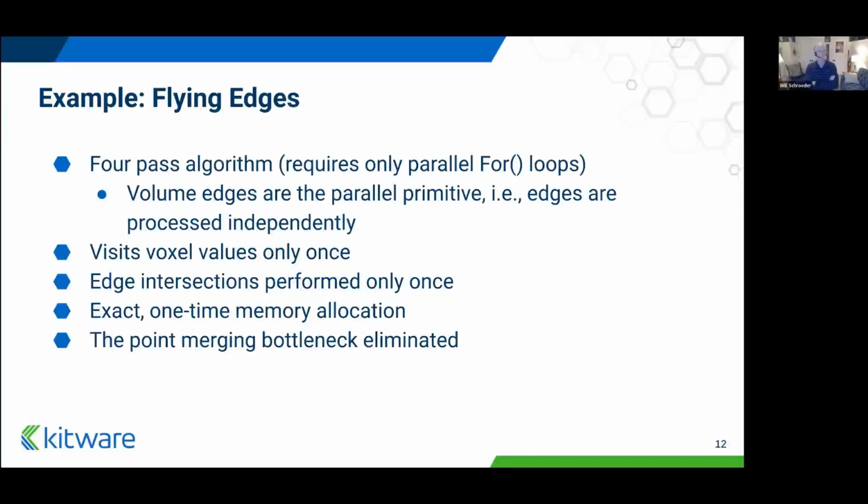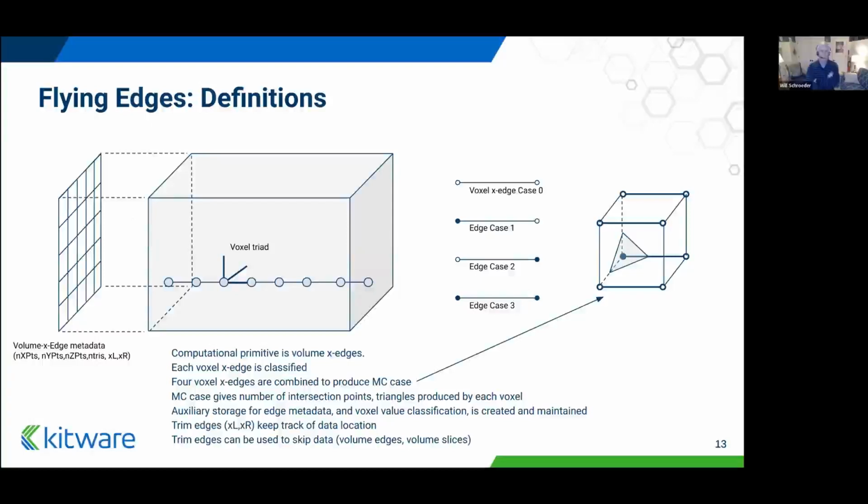Some of its features: it visits voxel values only once. It performs edge intersections only once. It performs one-time exact memory allocation, so there's no realloc. And the point merging bottleneck is eliminated. So it eliminates a lot of the problems with marching cubes. So how does it work? Well, this diagram gives you a rough idea. I'm guessing there'll be questions later, but let me give it a shot.